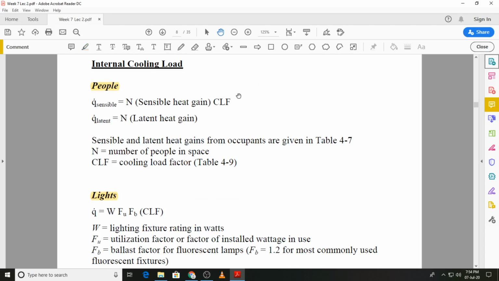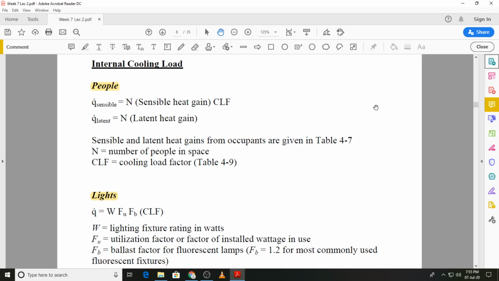We now come to the internal cooling loads. One is the load due to occupancy or people inside the conditioned space. I told you earlier that occupancy causes both a sensible and latent heat gain, and what we will find out is that the sensible heat gain per person, depending on the activity that person is engaged in, that value will be given to us, or we will read it from a table, multiplied by the total number of people. And if it's a sensible heat gain, we also have to multiply it by the cooling load factor, because we are also emitting thermal radiation, and that has to be accounted for by using a CLF.